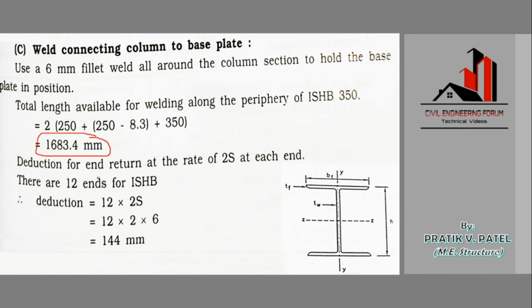But see, we have not considered the end returns here. End return in the sense we are not welding, or we are leaving some of the space at the ends, as we had discussed in welded connection, right? That is 2 into size of the weld. That much we are neglecting or minusing at each and every end. Now at first we need to identify how many ends are actually there in this I section.